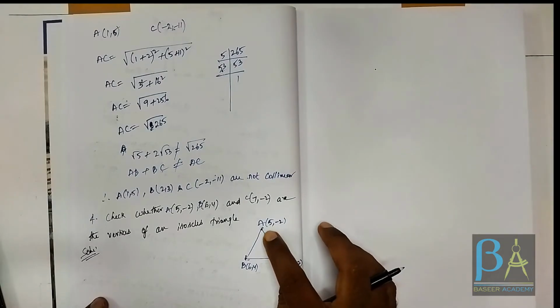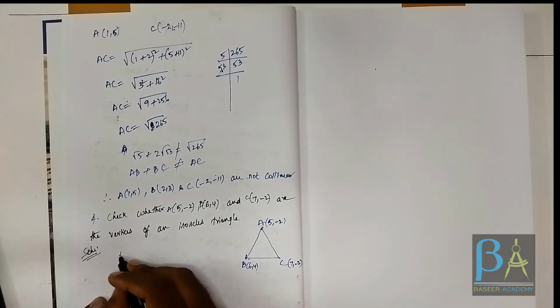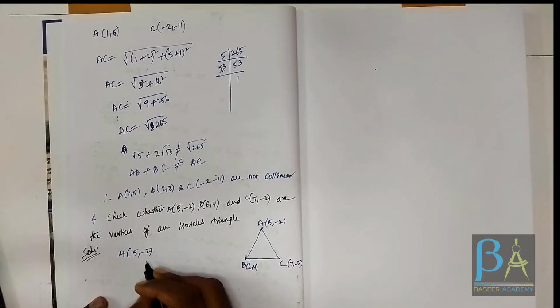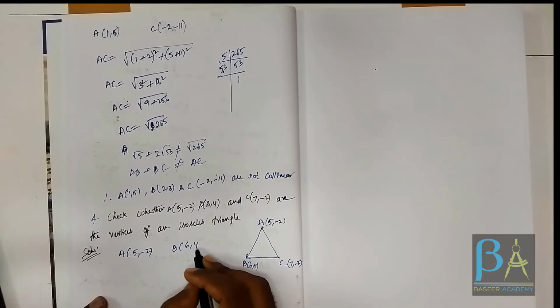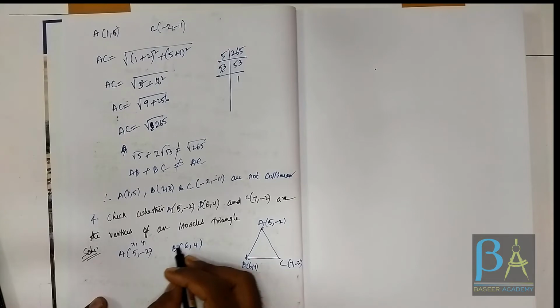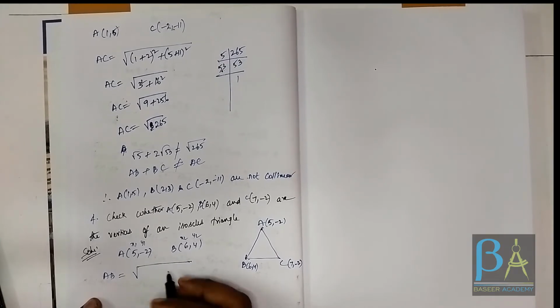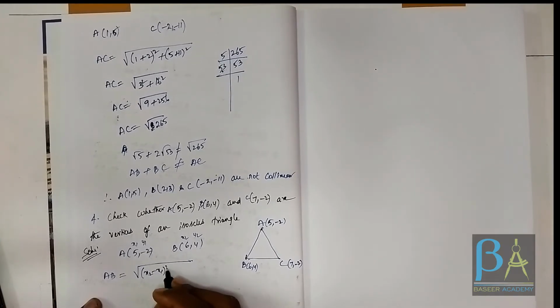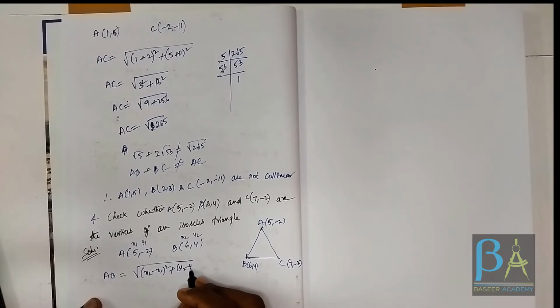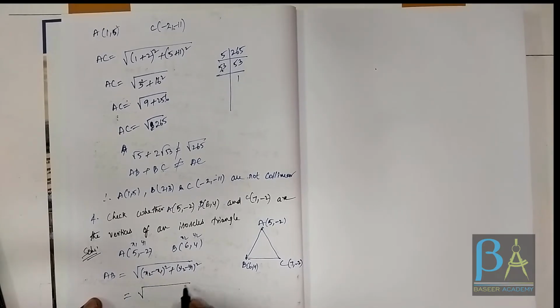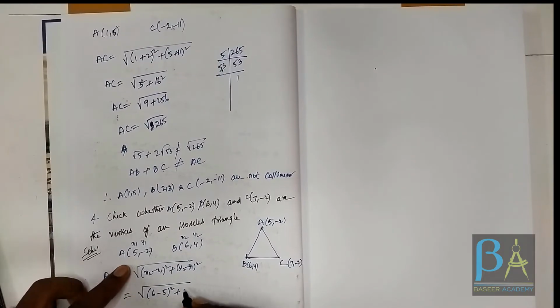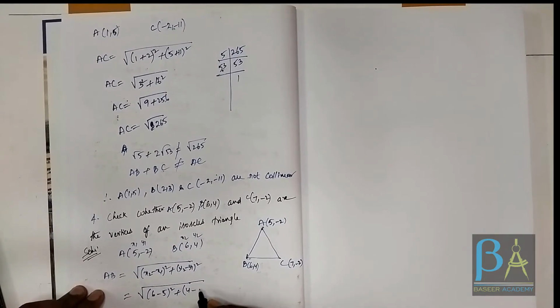So let me first find out the side AB. What is A given as? A is (5, -2), and then B is (6, 4). Let us say this is x1, y1, and let us say this is x2, y2. Let me write the distance formula. Distance formula is square root of (x2 minus x1) whole square plus (y2 minus y1) whole square. In place of x2, I'm going to write 6. In place of x1, I'm going to write 5. In place of y2, I'm going to write 4. In place of y1, I'm going to write -2.